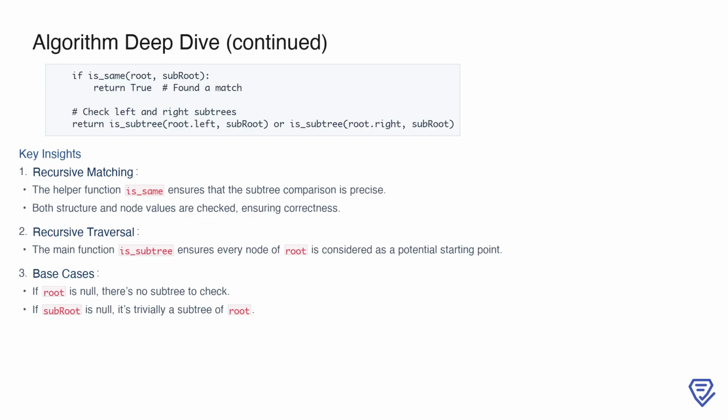Additionally, the base cases handle edge conditions, such as when root is null, in which case there's no subtree to check, or when subroot is null, which makes it trivially a subtree of root. These insights solidify the correctness and completeness of the algorithm.